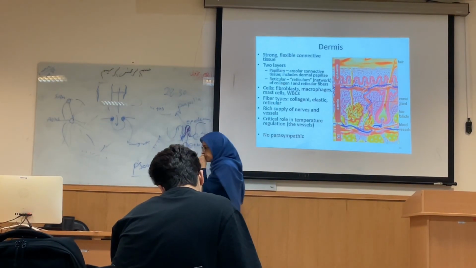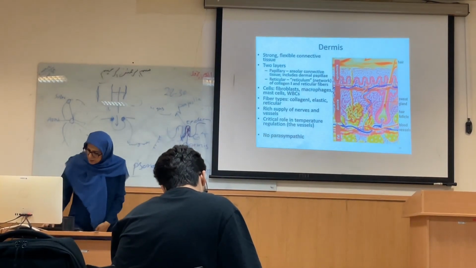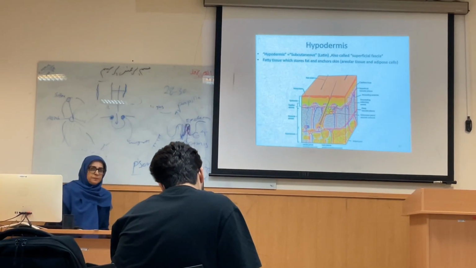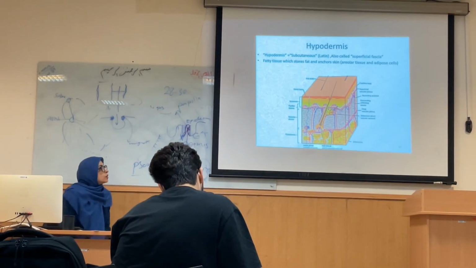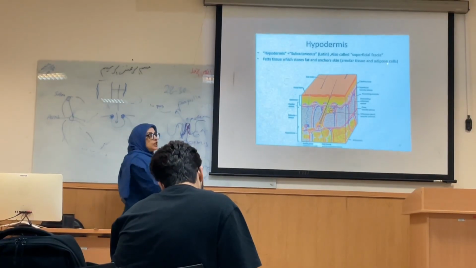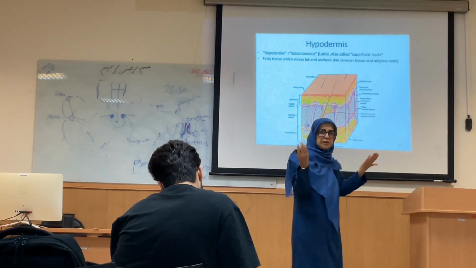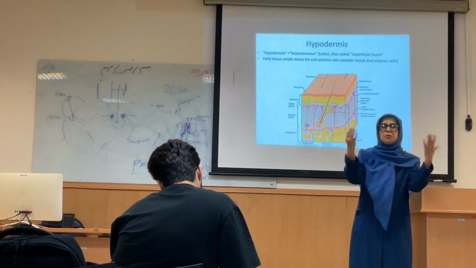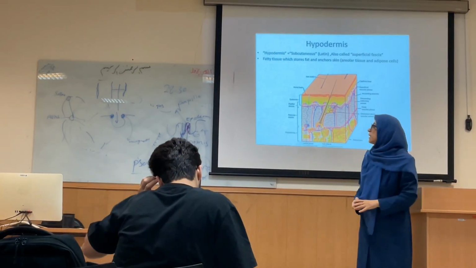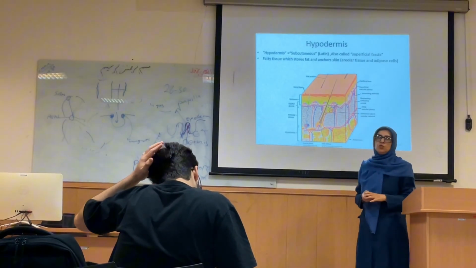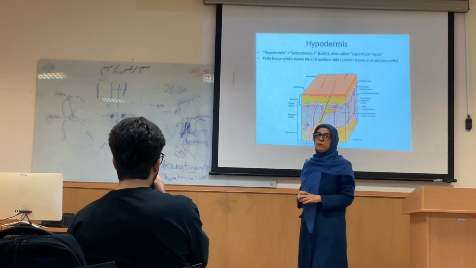And the hypodermis is the deepest layer of the skin. It is also known as the superficial fascia in macroanatomy. When we dissect the cadaver and remove the epidermis, underneath you can find the hypodermis. It mostly includes fatty tissue, white adipose tissue.